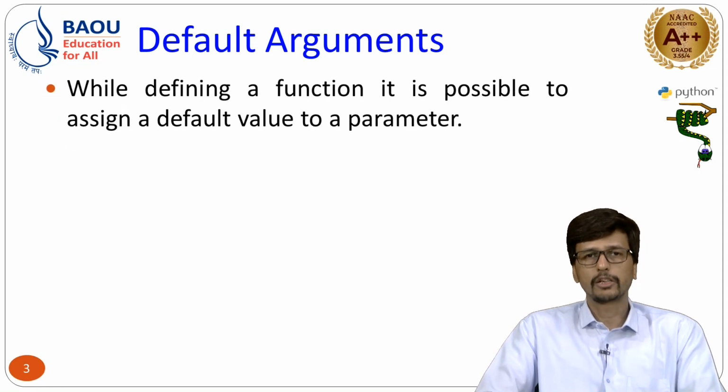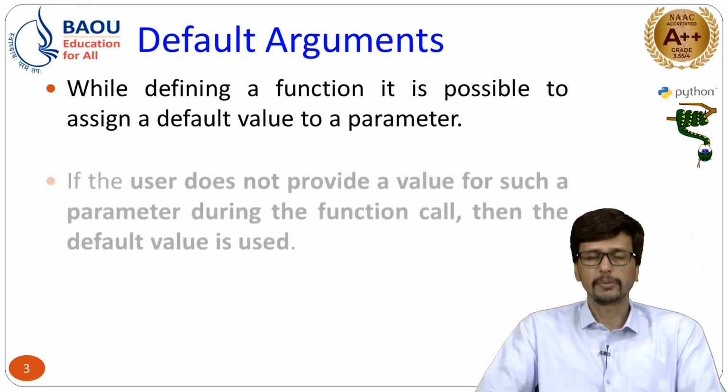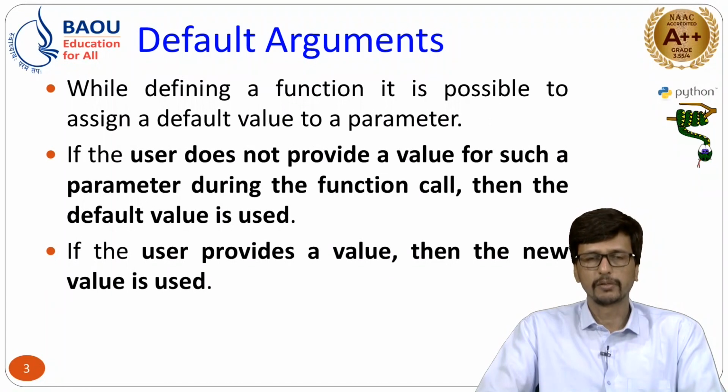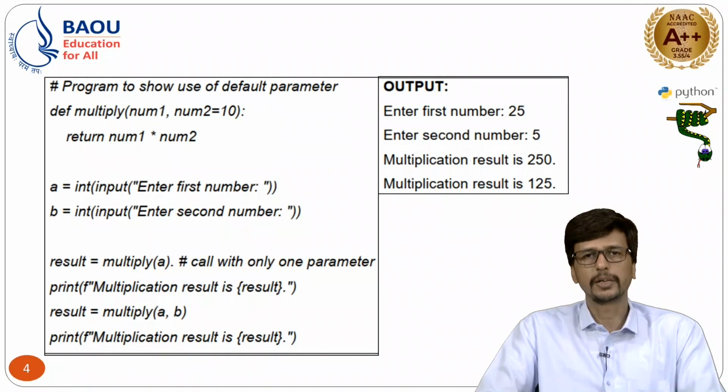So, what is a default argument? Suppose whenever you are defining the function, at that time some value you are defining. So, whenever the function call happens, that value will be considered because you have already passed it at the time of definition. But if you are not passing the value, in that case what happens? Whatever value is entered by the user will be considered as the new value, right? We will see this with the help of one demonstration.